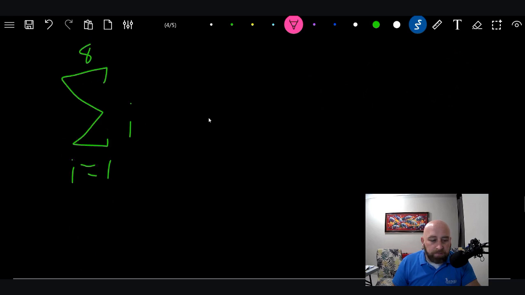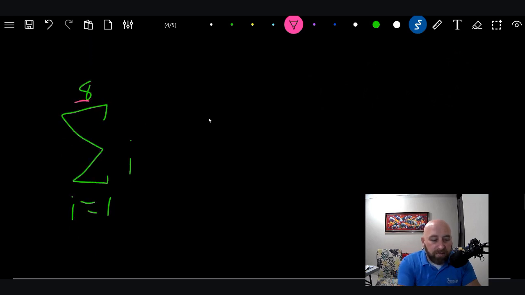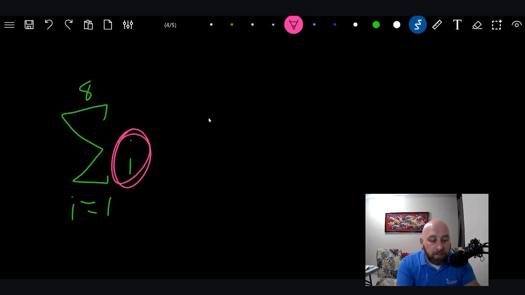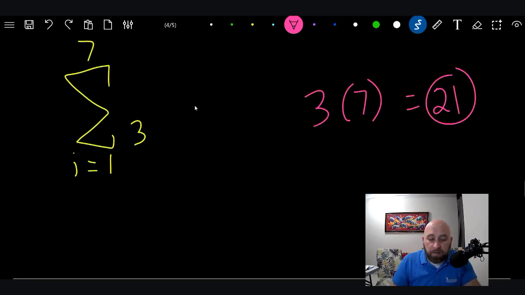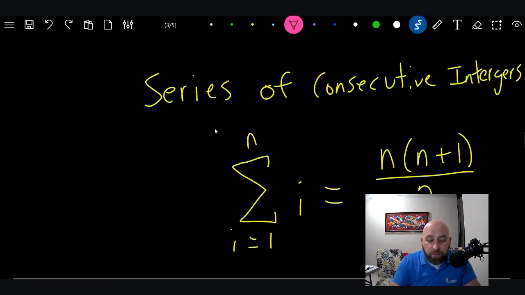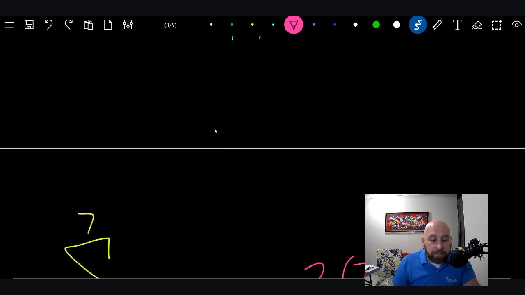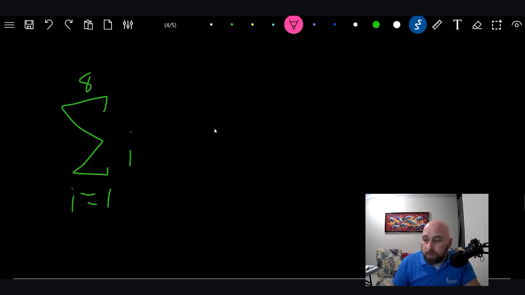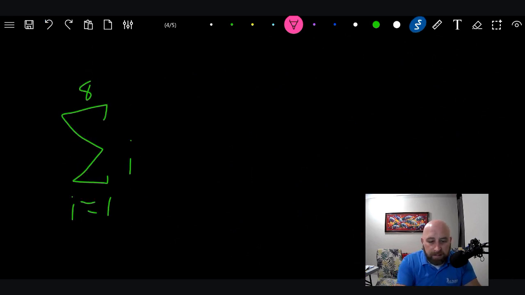The next one is right here. So we have our series, and our upper bound is 8. And look, remember when I told you sometimes it's just an i? All right, so it's just an i there. And so this one is what? This one is the series of consecutive integers when it's just an i right there. So let's go ahead and use that formula. What's the formula? It is n times (n plus 1) over 2.